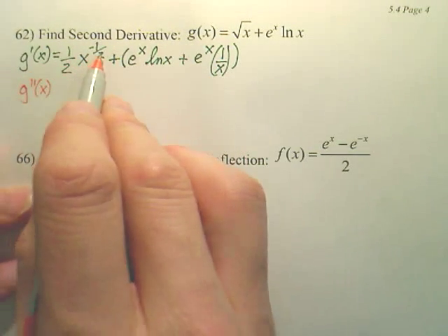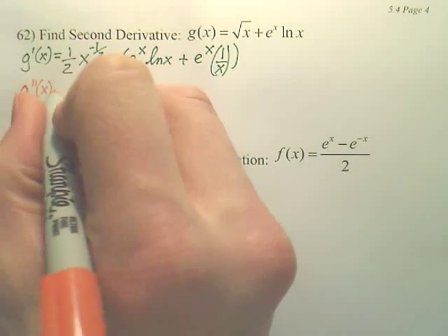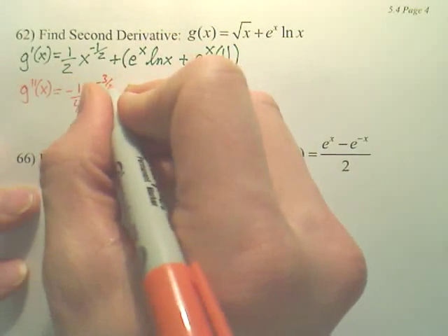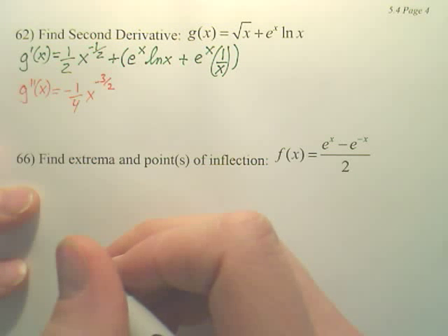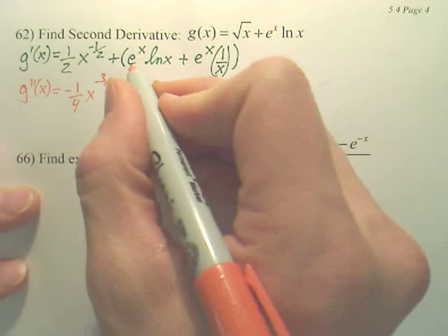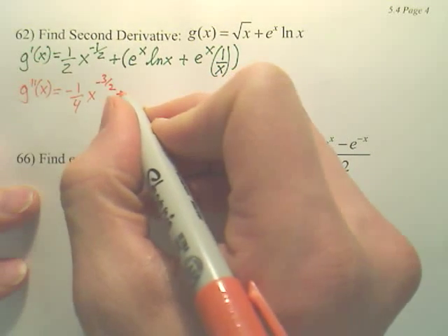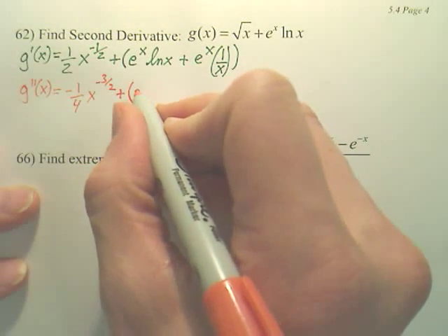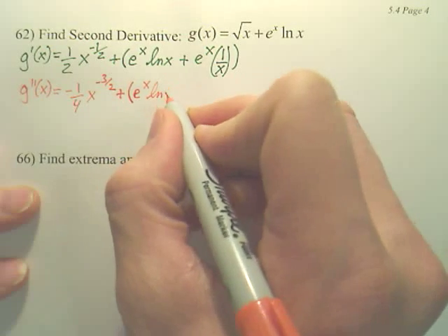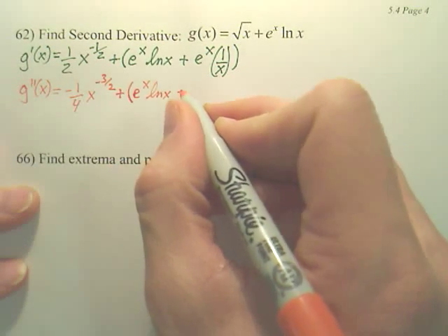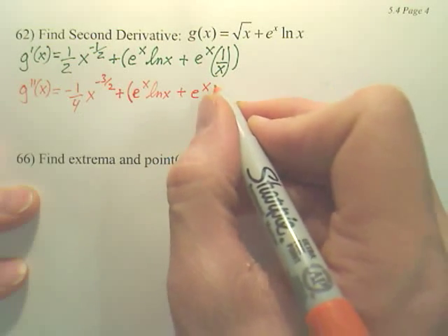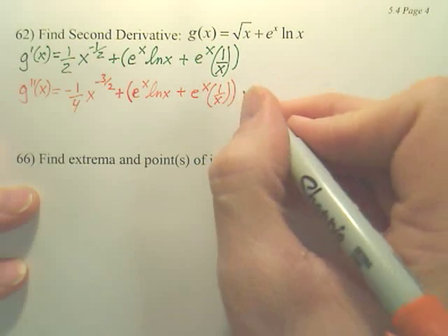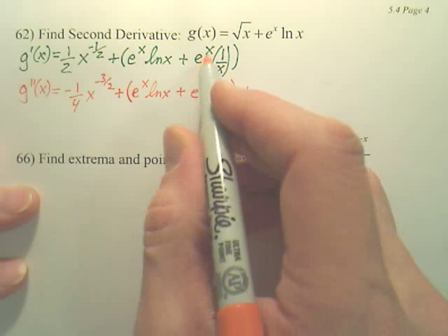Leave the 1/2. You're going to bring this out front, so that becomes a negative 1/4. Subtract 1 from that, you got negative 3 over 2. Okay, this is going to be a product rule. So when you product rule this, you got e to the x ln x plus e to the x 1 over x. Deja vu. Plus, we now need to derive this piece right here.